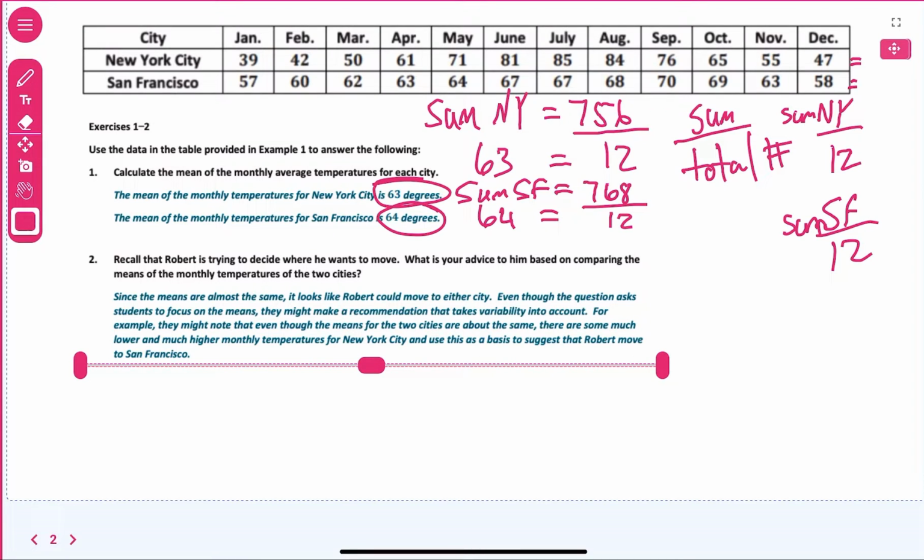Even though the question asks students to focus on the means, they might make a recommendation that takes variability into account. How much do they vary, right? Remember, New York varied a great deal from 39 up to 85, where San Francisco was 57 to only 70. Okay, so you may base it off of that. Do you want the temperature to be about the same every month, or do you want it to get cold and then get hotter in the summer?